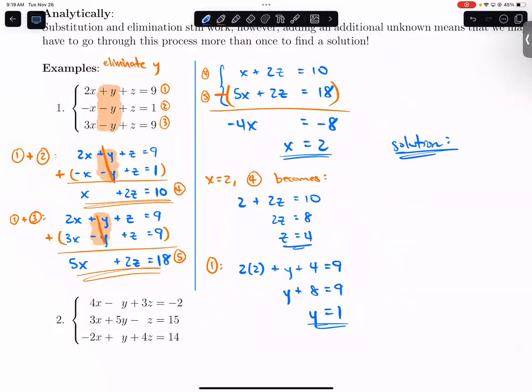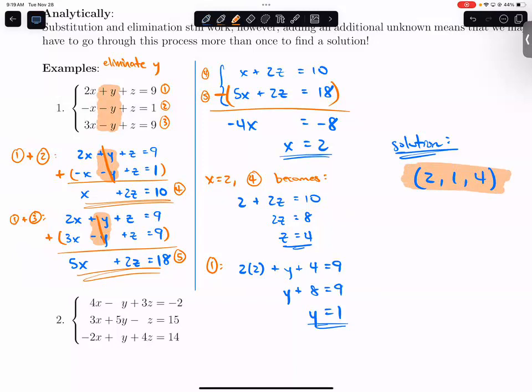So the solution is the ordered triple x, y, z: 2, 1, 4. Which again is representing a point in three-dimensional space where these three things intersect at the same time, which is why we write it as a point in the same way. Okay, questions? Okay, do you see what I mean about it just being a bunch of little things?